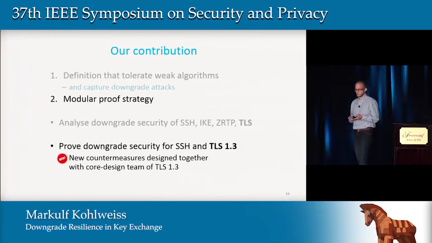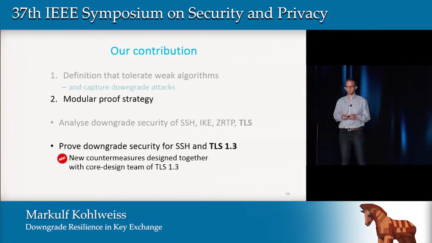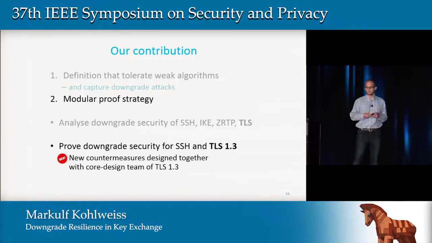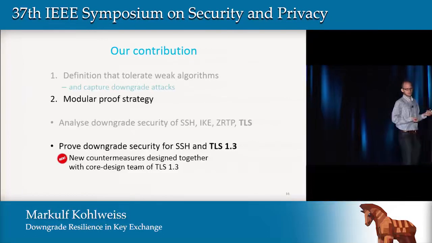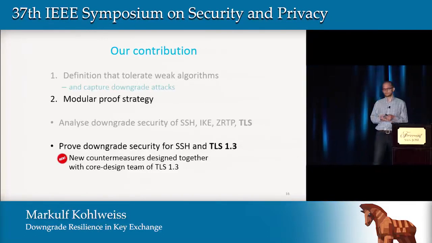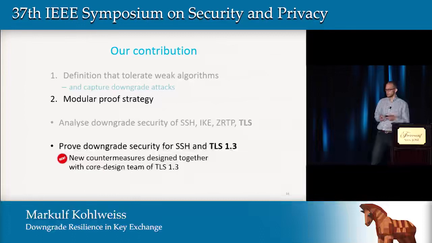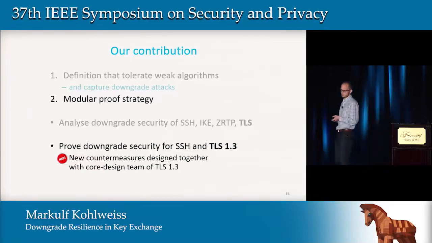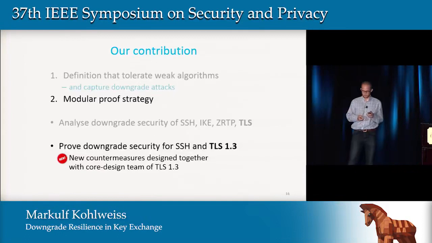So this is all I can say here about downgrade definitions. So please refer to our paper. In particular, there we give much more details on how the downgrade security relates to standard security properties, such as authentication and key secrecy. So when discussing our modular proof strategy, I will again focus on TLS 1.3. Please have a look at our paper for results on many other real-world protocols.